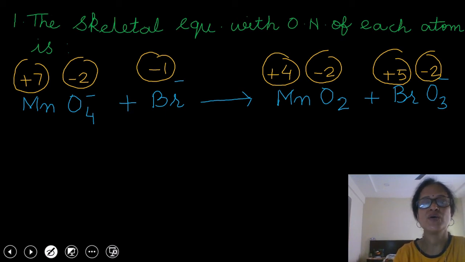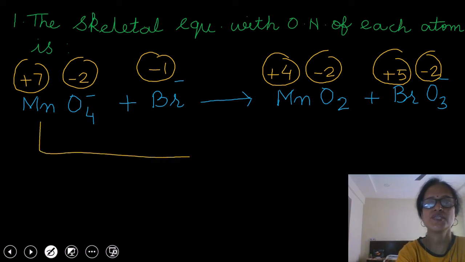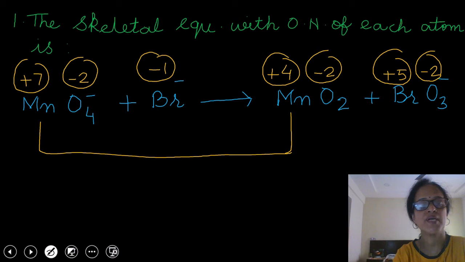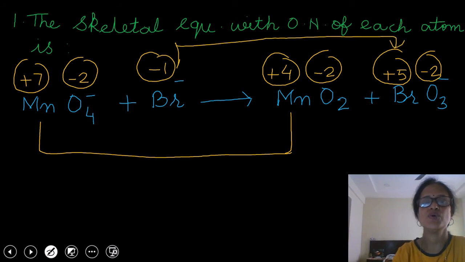So now we will find out the atoms whose oxidation number increases and decreases. Oxidation number of manganese decreases from +7 to +4. So we can see that oxidation number decreases by 3 per atom. So it means MnO4 minus undergoes reduction. It will be an oxidizing agent. Similarly, oxidation number of bromine increases from -1 to +5. It means oxidation number of bromine increases by 6. So Br minus undergoes oxidation, hence it is a reducing agent. This I am going to show you in the next step.